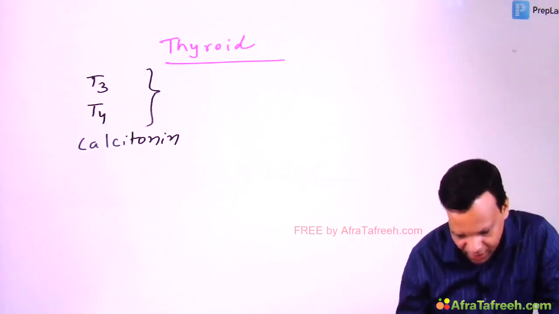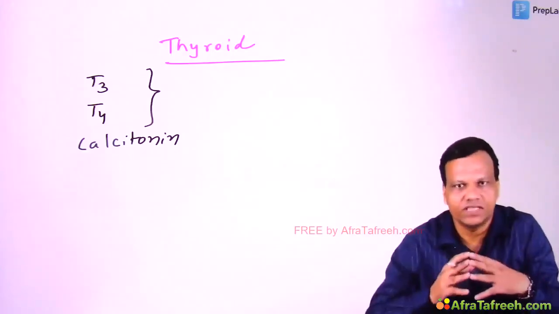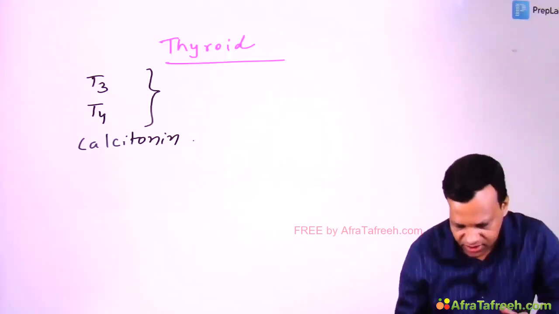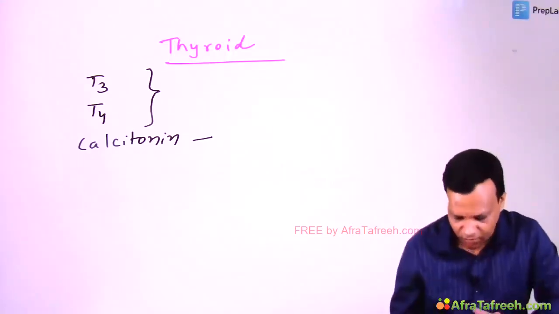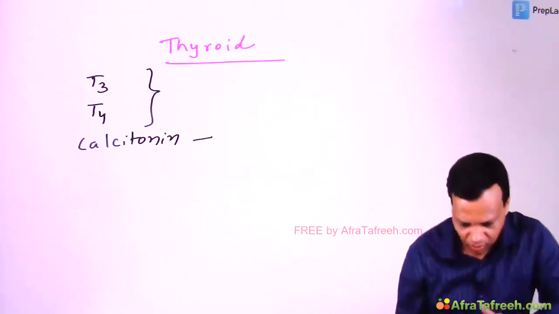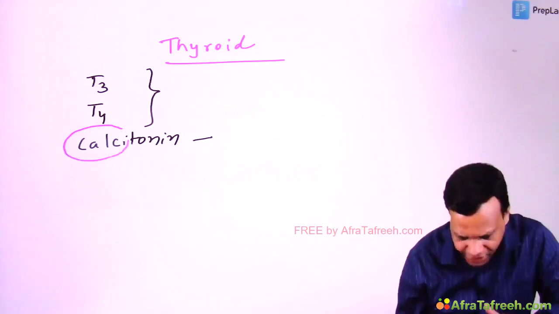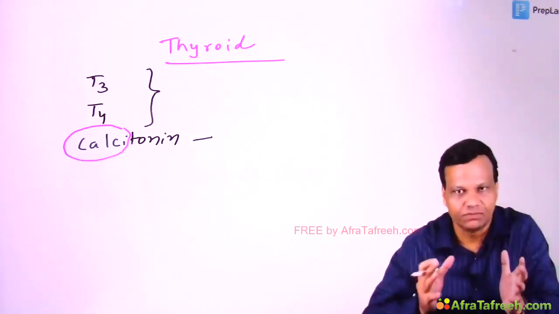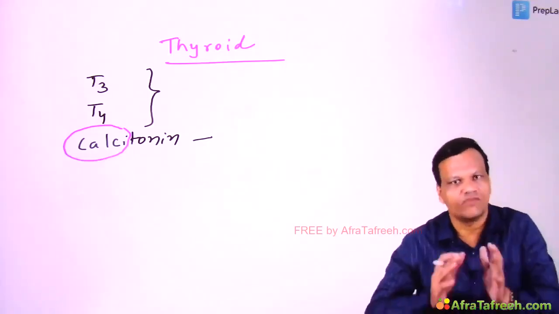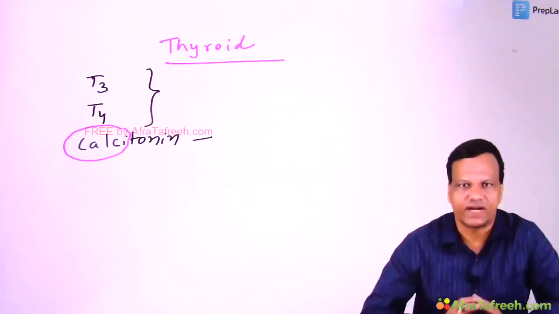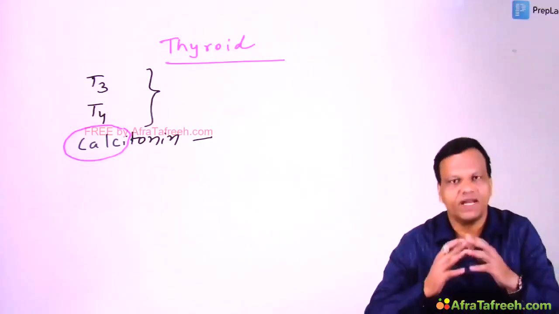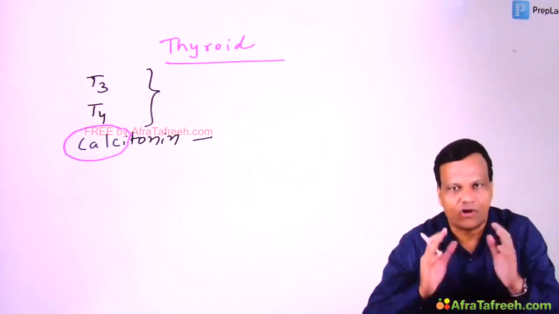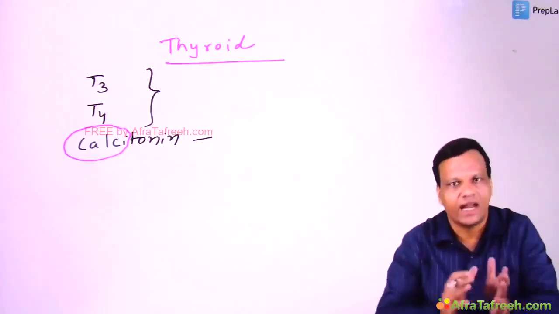T3 and T4 are secreted by follicular cells of the thyroid gland, whereas calcitonin is secreted by parafollicular cells or C cells. And from the name you can remember, calcitonin, it is related to calcium. Calci means calcium. So we will study this along with other drugs which are used for affecting calcium. That means the drugs used in osteoporosis. So here we will limit our discussion to mainly thyroid hormones, that means T3 and T4.